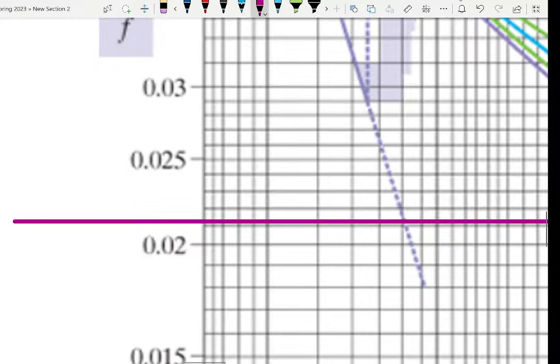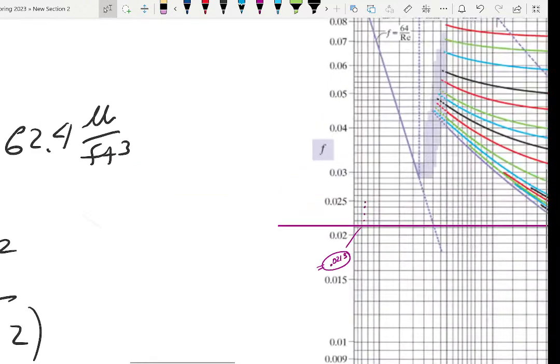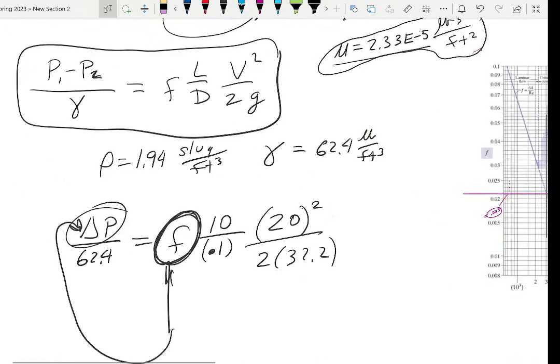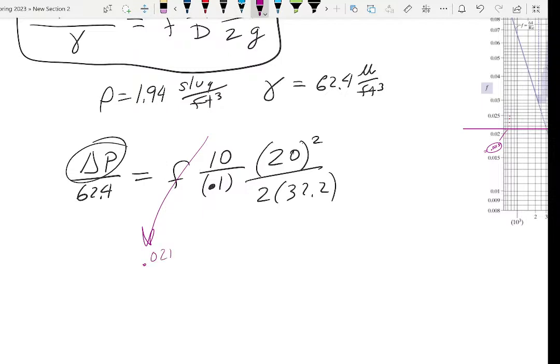You've got to kind of look at this. This is 0.021, 22, 23, 24, and 25. So I don't know. 0.021 looks reasonable. I mean, you could basically argue 0.0215 maybe, or maybe 3. So we'll just take the friction factor equal to that. So now that you have that 0.0213, all you do is you put in 0.0213.